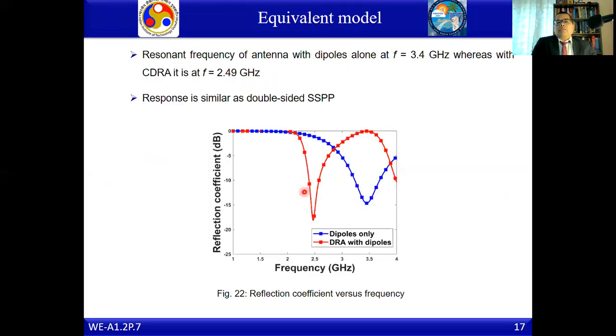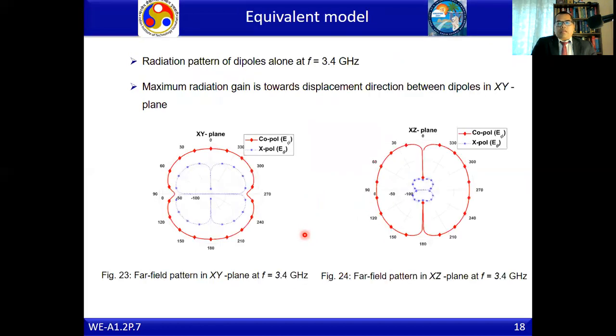We have observed the reflection versus frequency curve, and we have observed that the dipoles alone resonate at a much higher frequency. When you put the DRA along with the dipoles, there is a shift in the frequency. This is much similar to what we have observed for the double-sided cylindrical SSB structure placed in the near field of the cylindrical ring DRA.